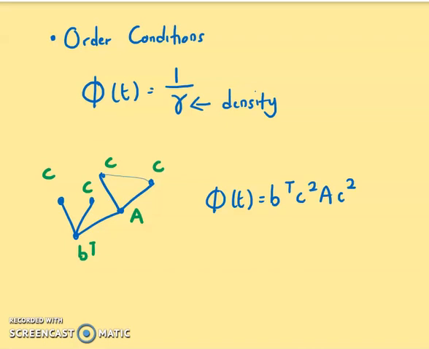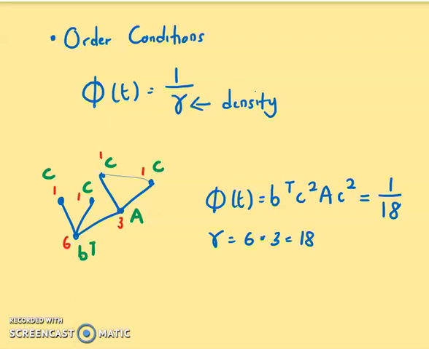Now write down the density. So we have 1, 2, 3, 4, 5, 6. Start with 6. 1, 1. 1, 2, 3. 1, 1. So gamma is 6 times 3, which is 18. So the order condition will be 1 over 18.